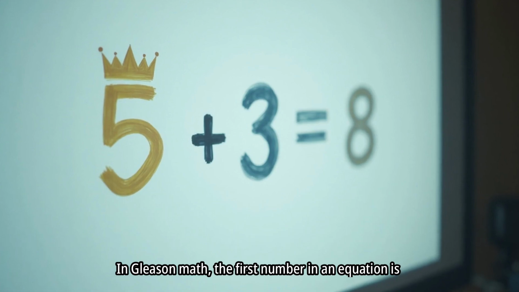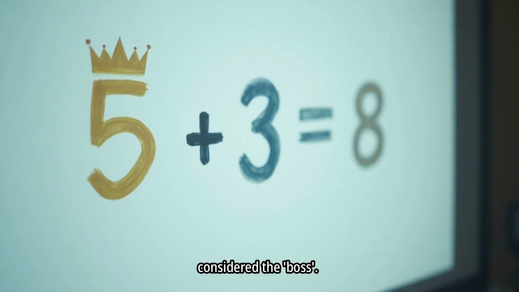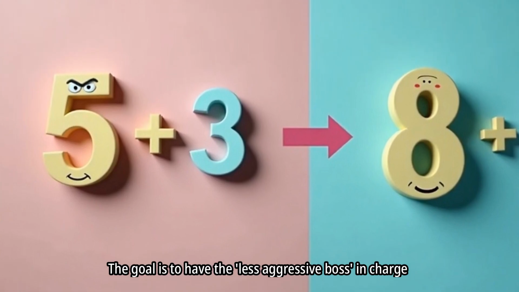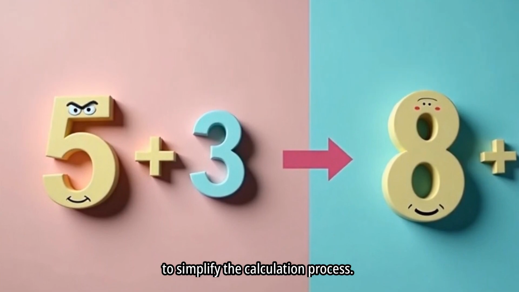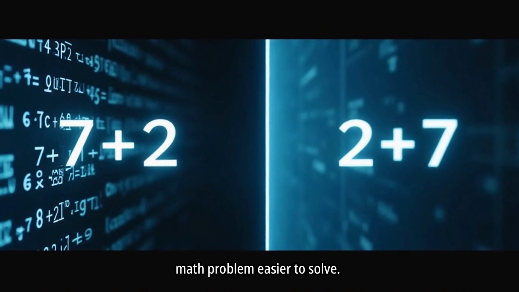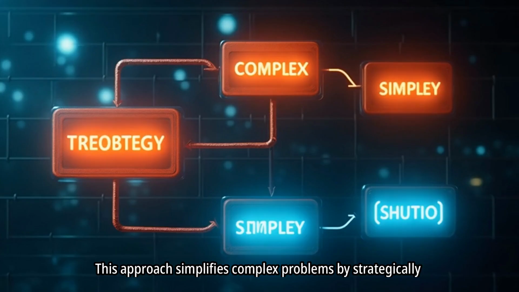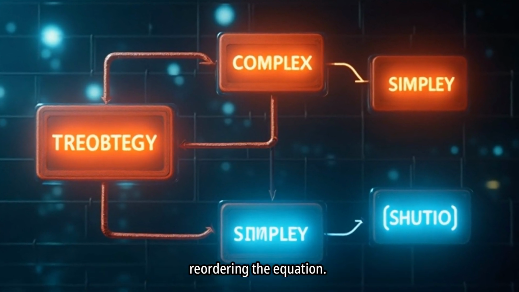In Gleason math, the first number in an equation is considered the boss. The goal is to have the less aggressive boss in charge to simplify the calculation process. Choosing a smaller number as the boss can make the math problem easier to solve. This approach simplifies complex problems by strategically reordering the equation.